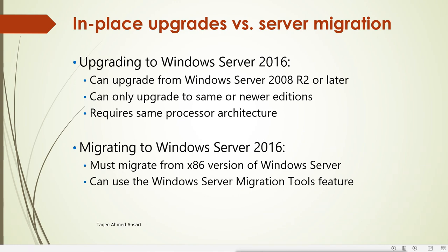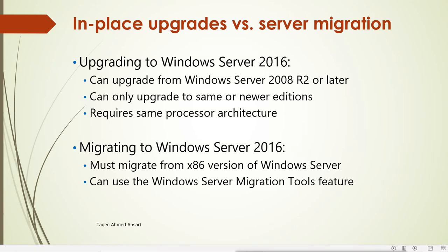Now upgrade means you will upgrade from the same system. You have a server installed with Server 2008 R2, then you will insert the installation media of Server 2016. You run the installation normally, and at the time of installation you will select the upgrade option. You will not select custom, you will select the upgrade option. By using the upgrade option, it will keep all the settings and user profiles as they are, and you can just upgrade from the old version to the new version.